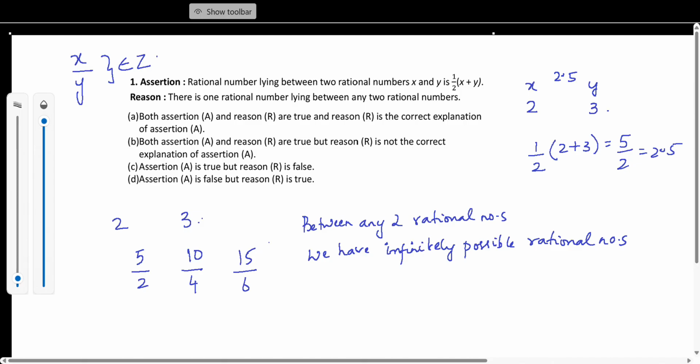So obviously, there is no end to it. Between any two rational numbers, there are infinitely many rational numbers, because there are so many possibilities that we can come up with. So straight away that makes the reason false. So we have already analyzed that A is true and R is false. That would straight away be option C for us for this question.